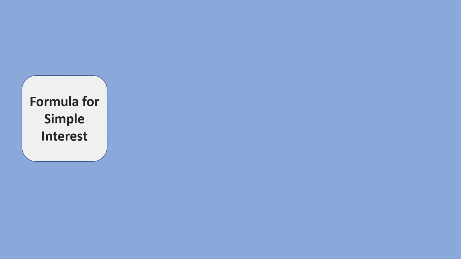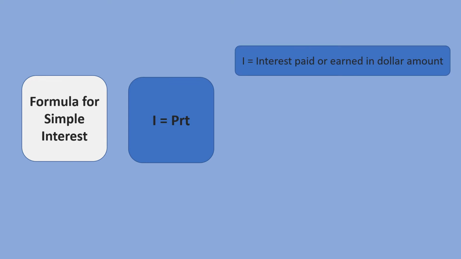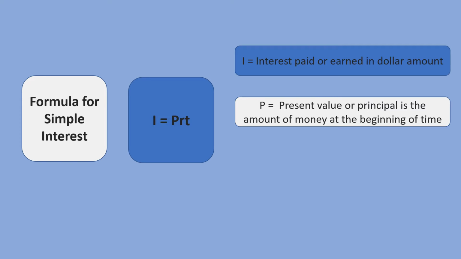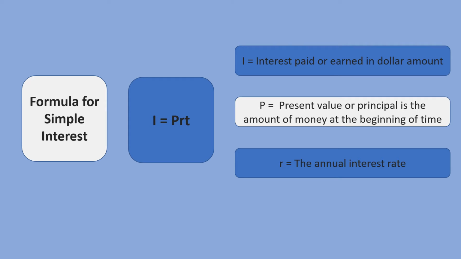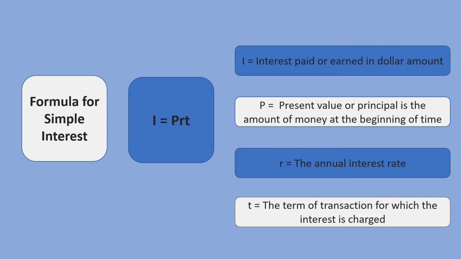Now, simple interest can be calculated using a simple formula, that is I = PRT. In this formula, I represents the interest paid or earned. P is the present value, also called the principal amount, and this is the amount of money at the beginning of the transaction. So for example, I borrowed some money from the bank, and that borrowed amount is my principal amount or my present value. R is the annual interest rate, and this is mostly denoted in percentage form.